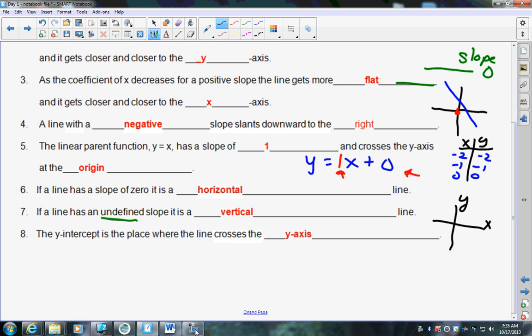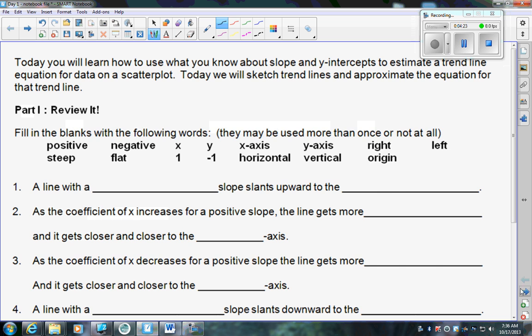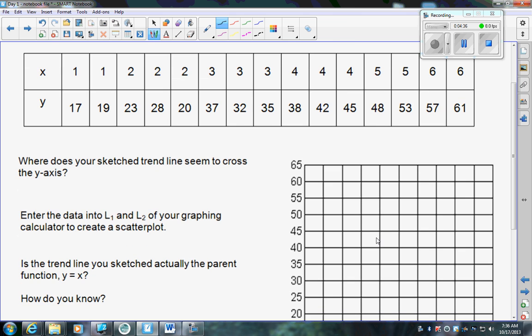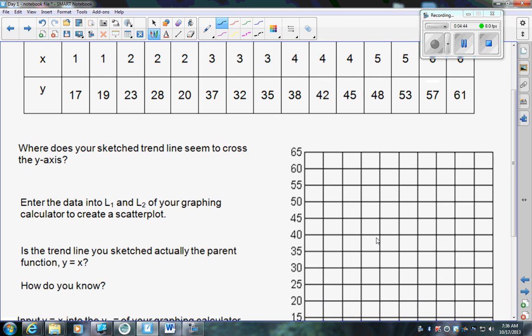Let's look at the other part. Okay, let's go back to the other part. Let's go to part 2. There we go, and it says trend it. Now, we've actually done this before. We've done scatter plots before, so this shouldn't be anything new. What we need to do is graph. It says to enter the data on the graph below and sketch your trend line.